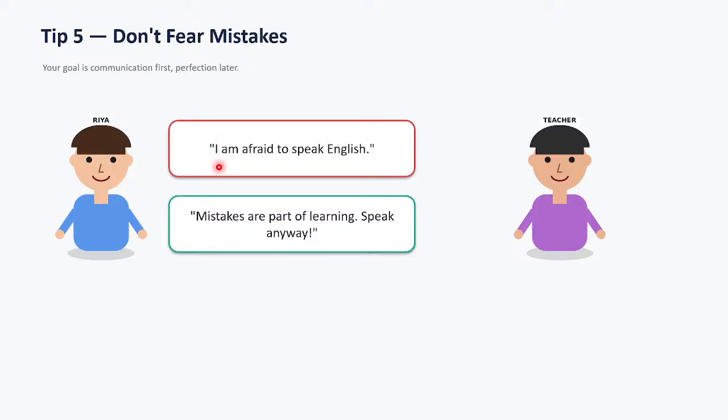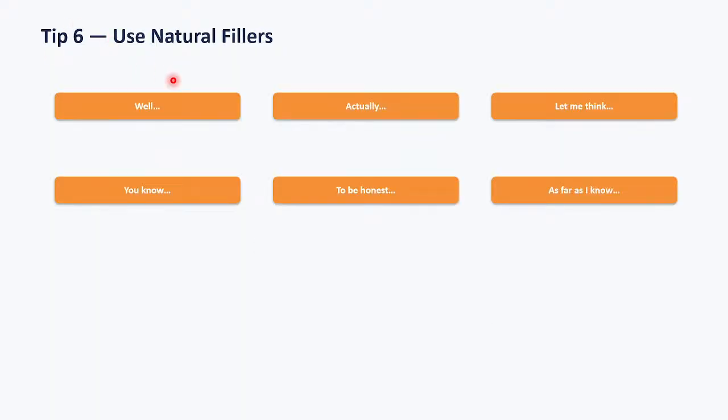So I am afraid to speak English, it's okay, no issue. Many mistakes are there, no issue. Mistakes are part of learning. Speak anyway. Mistakes are part of learning, right? No issue if grammar is wrong. If pronunciation is wrong, no issue. First try to speak. Okay, use natural fillers.